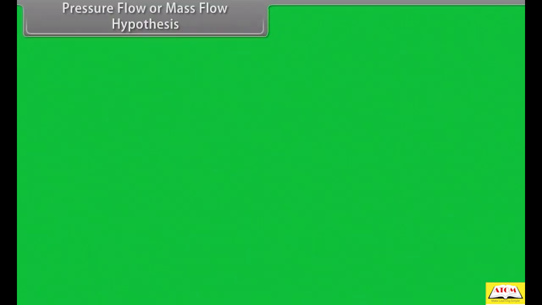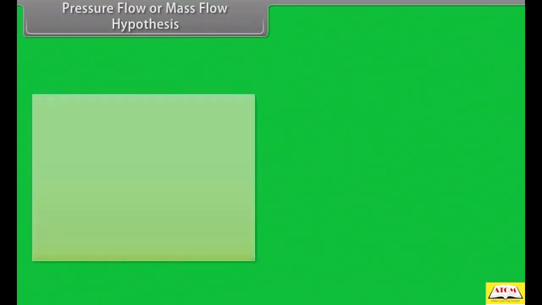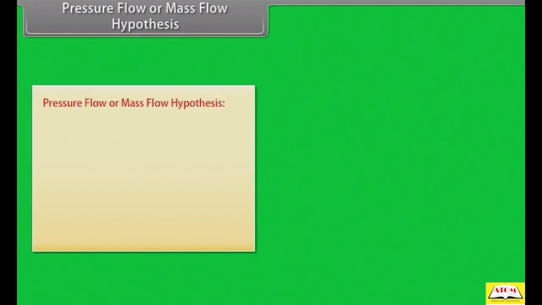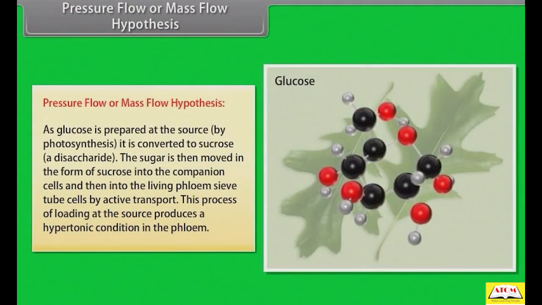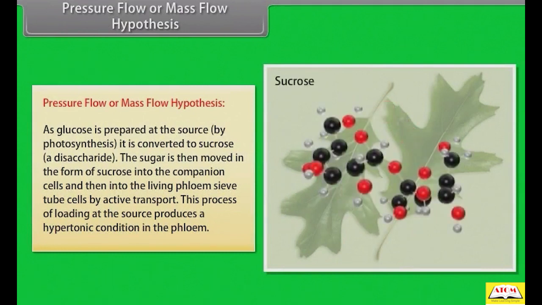Pressure flow or mass flow hypothesis. The pressure flow or mass flow hypothesis is the accepted mechanism used for the translocation of sugars from source to sink. Glucose is prepared at the source by photosynthesis. It is converted to sucrose.